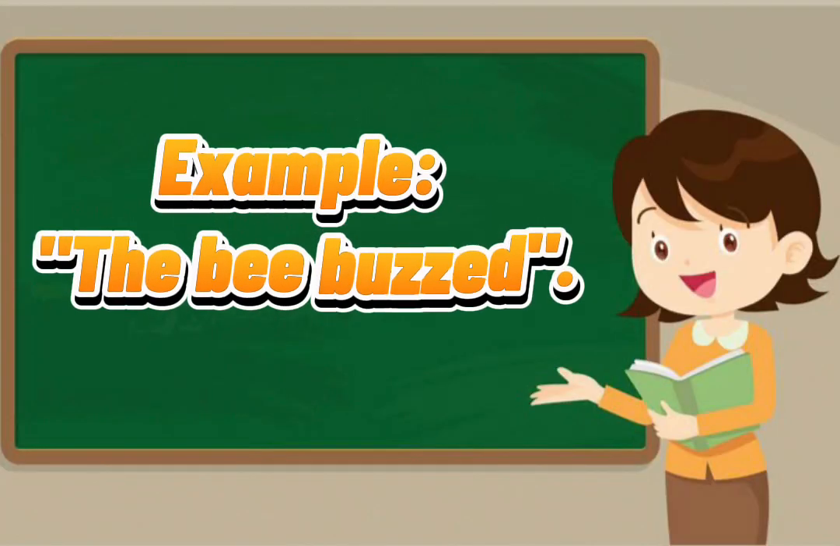It means that onomatopoeia is used when the words imitate or sound like the noise it describes. It helps readers to imagine the sound in their mind. For example, the bee buzz. The word buzz sounds like the real noise that the bee makes. When you read it, you can imagine the sound of a bee.